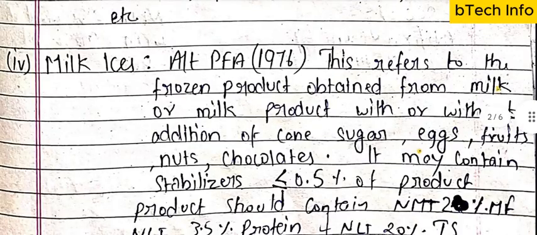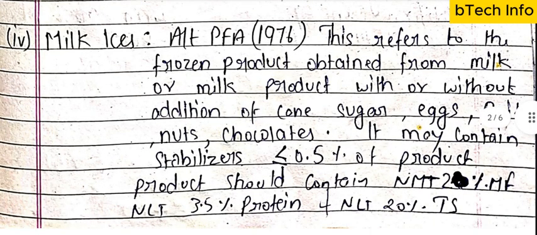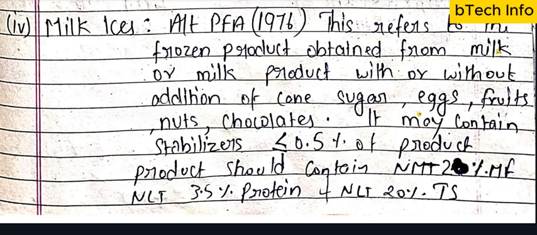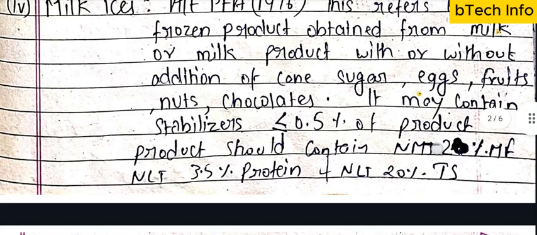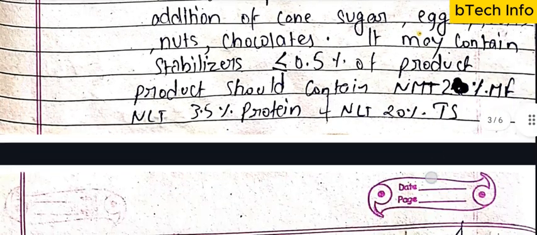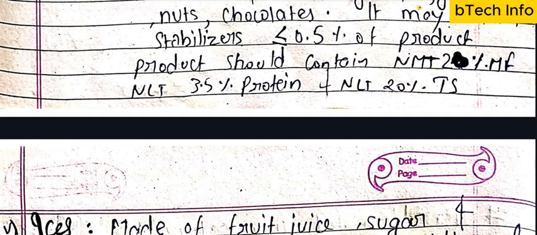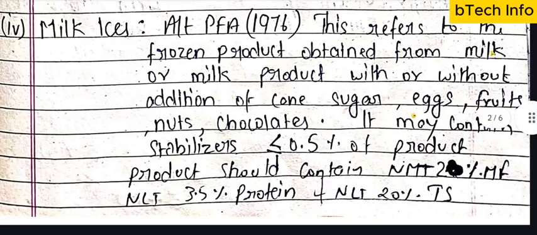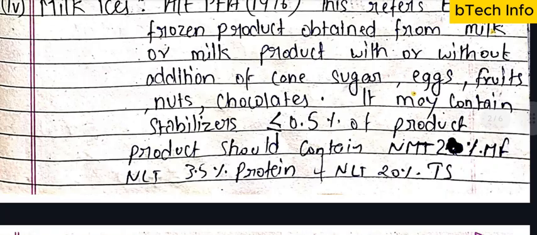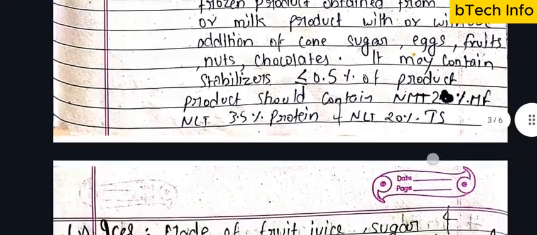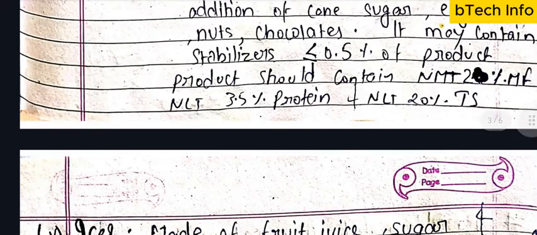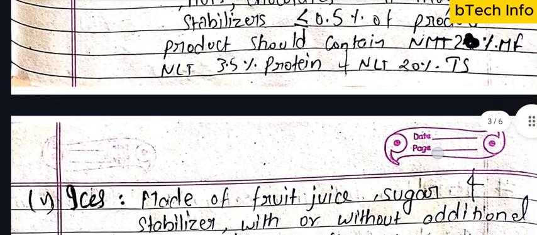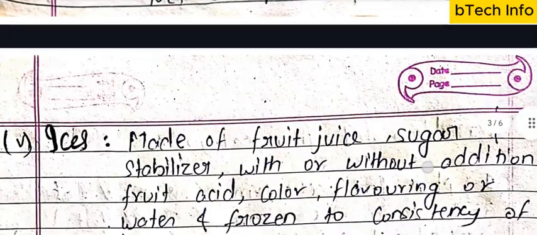Fourth is a milk ice. According to PFA 1976, this refers to the frozen product obtained from milk or milk product with or without addition of cane sugar, egg, fruit, nut, chocolates. It may also contain stabilizer of less than or equal to 0.5% of product, and should contain not more than 2% of milk fat, 3.5% of protein and not less than 20% of total solid. So you should learn that in milk ice we have less than 0.5% of stabilizer, and we have the milk fat of not more than 2% and 3.5% of protein and not less than 20% of total solid.